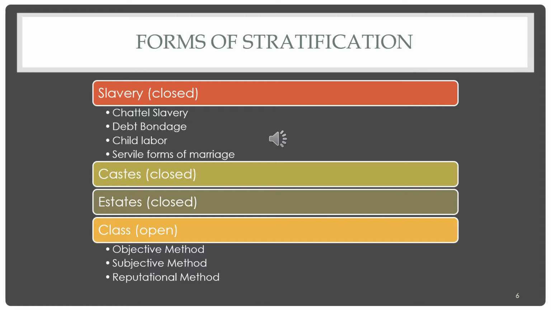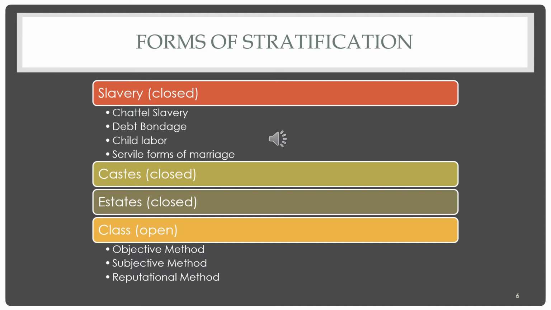Now, the class system is the only system that I've said is the system that you are familiar with. So the upper, middle, and lower class system, it is based on socioeconomic factors only. There are 3 different ways in which we can measure social class.